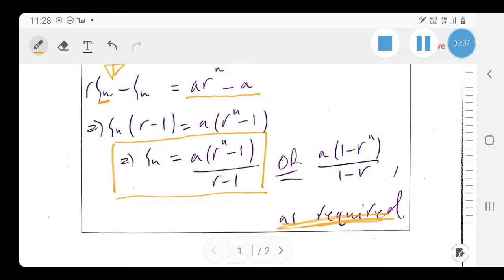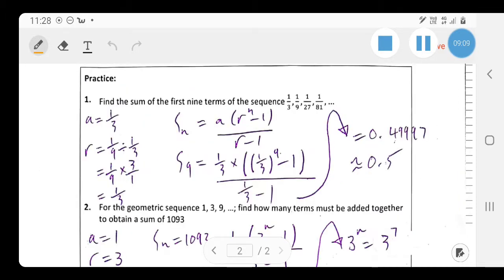All right, moving on. Okay, so question 1. Find the sum of the first 9 terms of the sequence. Well, I should specify the geometric sequence: 1/3, 1/9, 1/27, 1/81, etc. Okay. So A is our first term, which we have, 1/3.